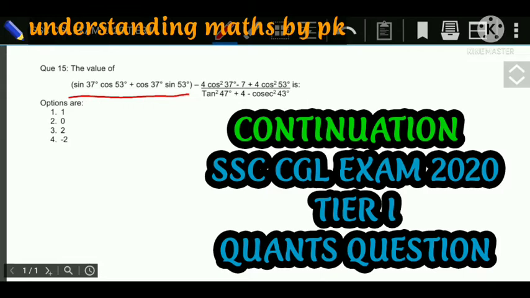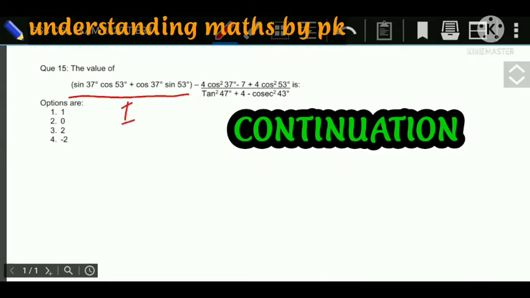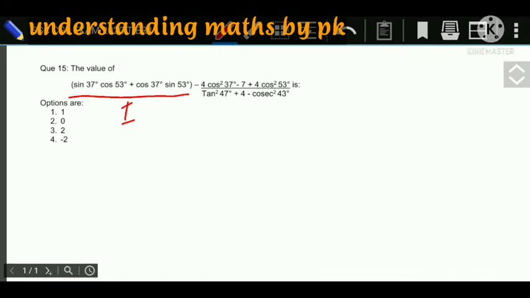I give this first part, top one, number 2, and the bottom one, third. So for the first part, we can see sine 37 degree cos 53 degree plus cos 37 degree sine 53 degree. So this is the formula based concept of sine A plus B.